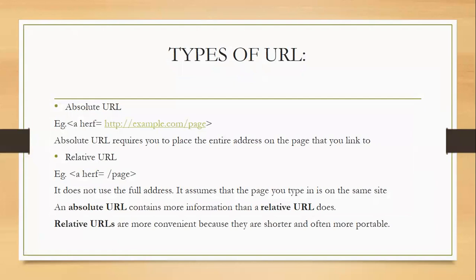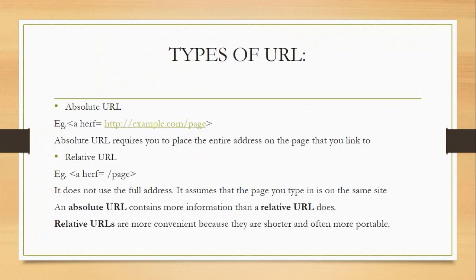After that, there are various types of URL. Firstly, absolute URL and then relative URL. Absolute URL requires you to place the entire address of the page that you link to. It means we need to mention it from the start to the end. That is, mention the protocol, after that colon, after that two slashes, then the domain name. The particular format of a URL is followed in absolute URL. We have to mention all the information required in absolute URL.